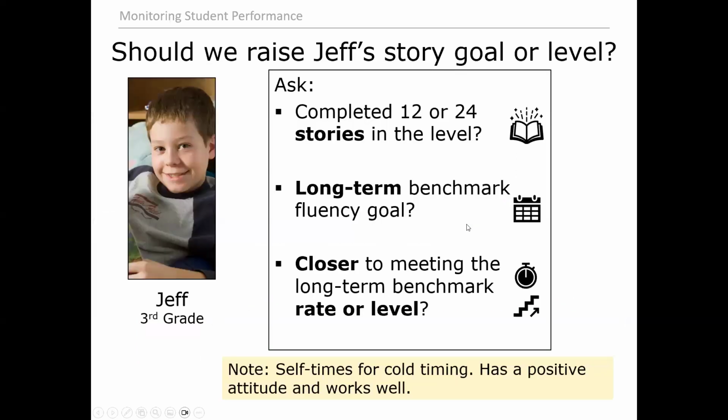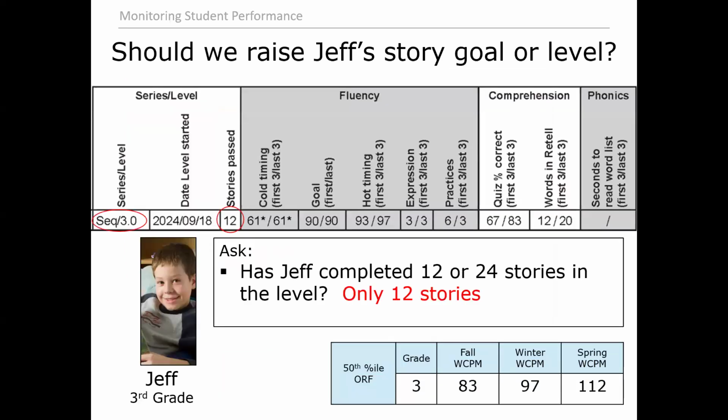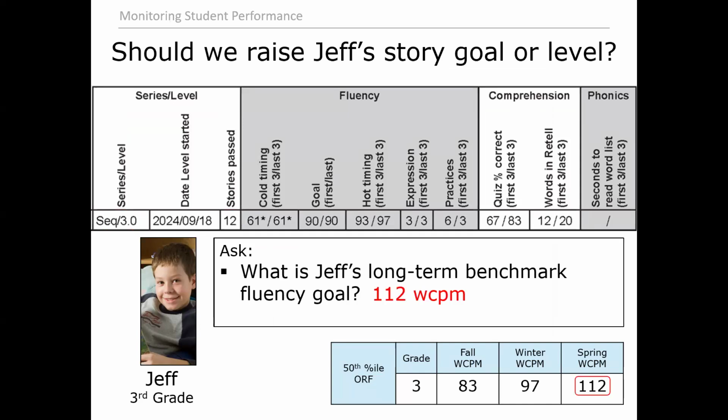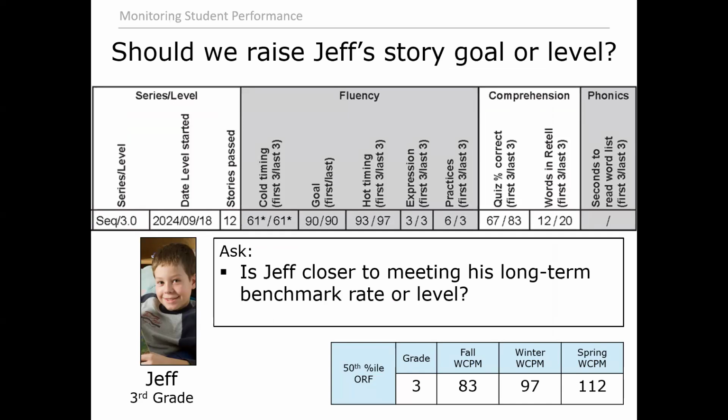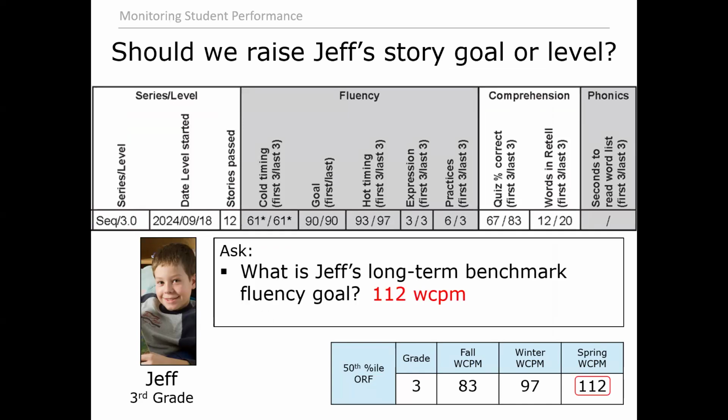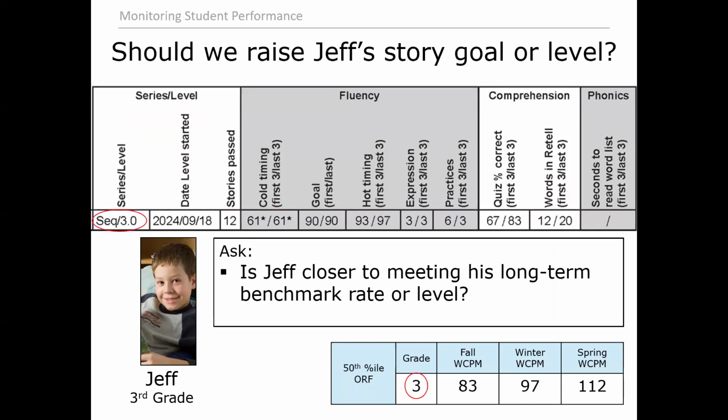What should we do? Well, he's passed 12 stories. That indicates I'm a little more likely to raise his goal. His long-term goal is 112. He's at 61. So he has to double his long-term goal. He's a 3rd grader in 3.0. So he's much closer at level.